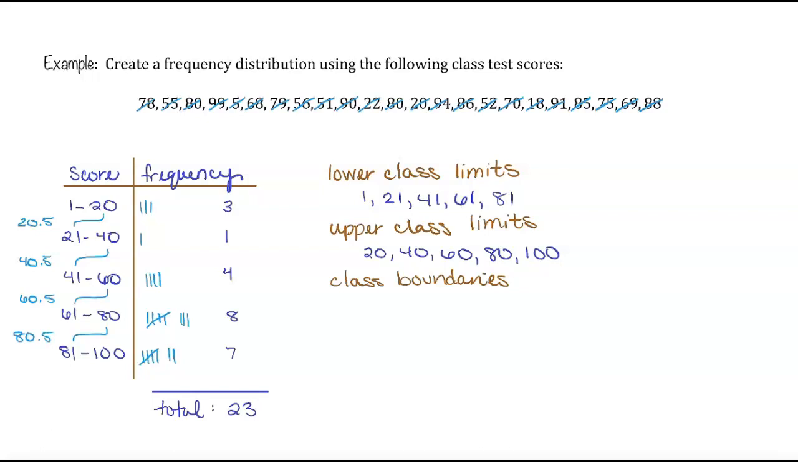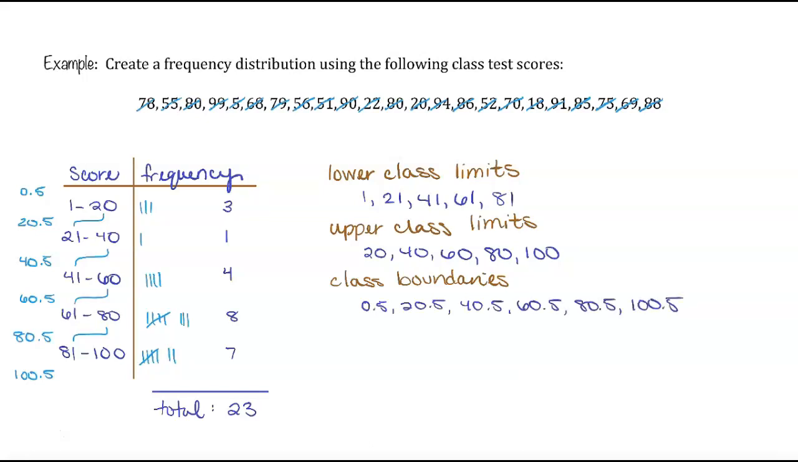The only thing we need to add to this list of class boundaries is the first class boundary and the last class boundary. Using our intuition and the pattern that we see here, we can tell that the lower class boundary for the first class is 0.5, 0.5 less than the lower class limit. And the upper class boundary for the fifth class is 100.5, 0.5 greater than the upper class limit. So here are our class boundaries.